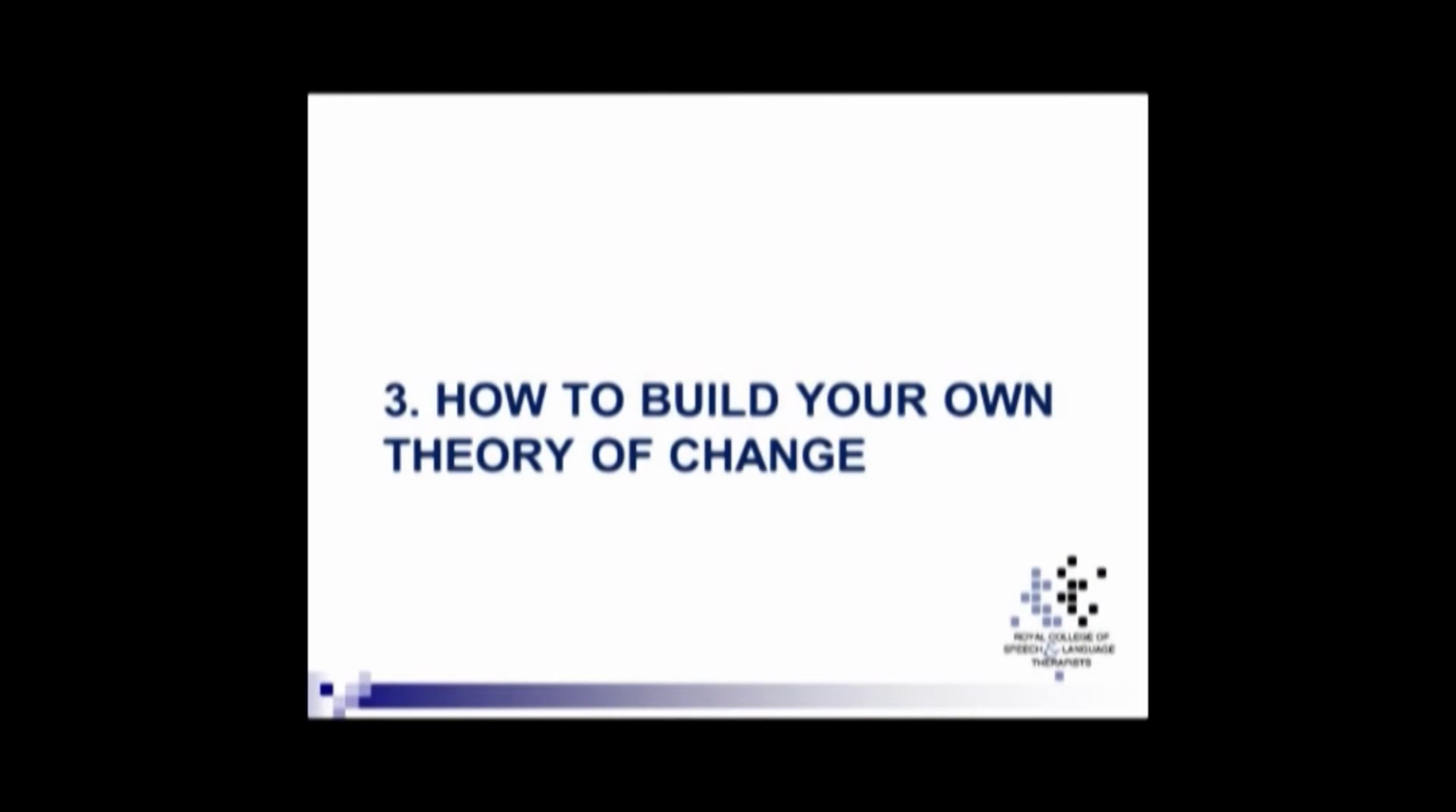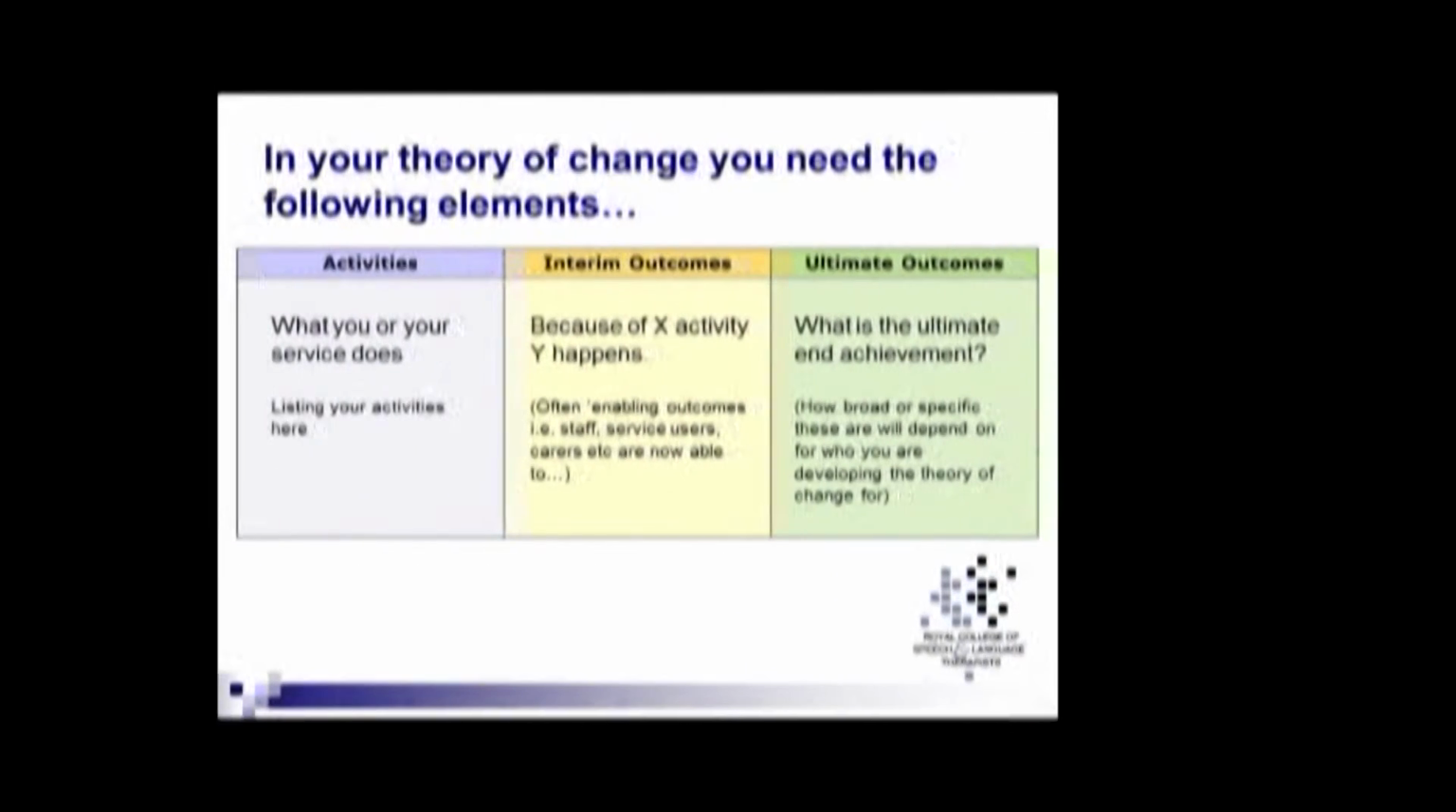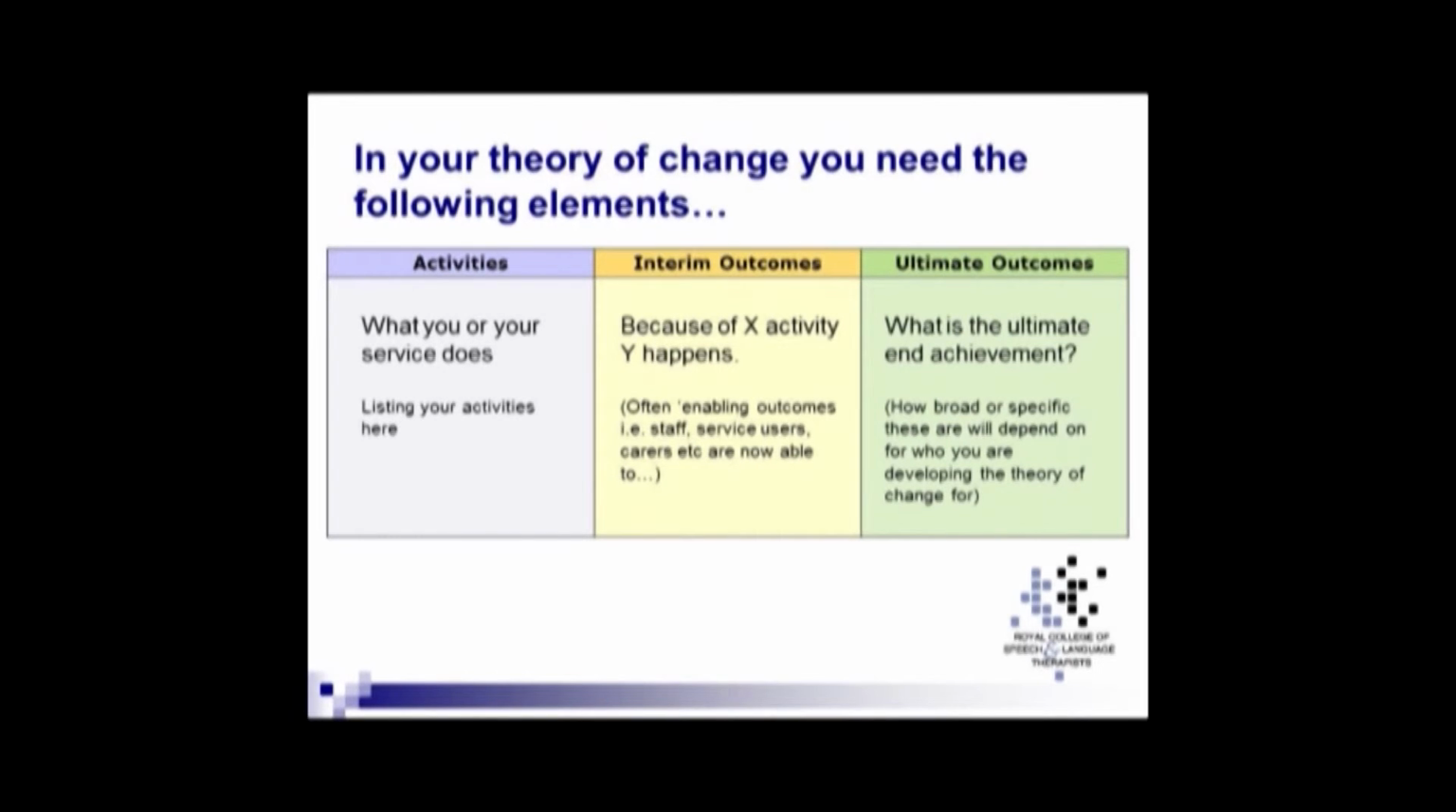Okay, so down to business: how to build your own theory of change. You need the following elements: ultimate outcomes, interim outcomes, and activities. You'll notice I read those right to left. I think it helps to start with the ultimate outcomes. What is the ultimate end achievement? How broad or specific these are will depend on who you are developing the theory of change for.